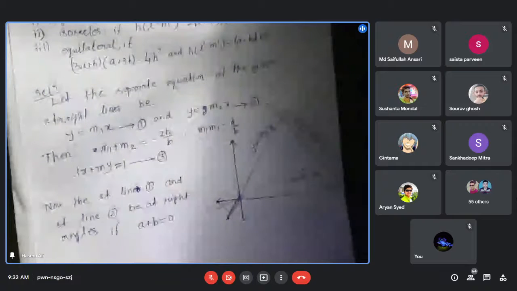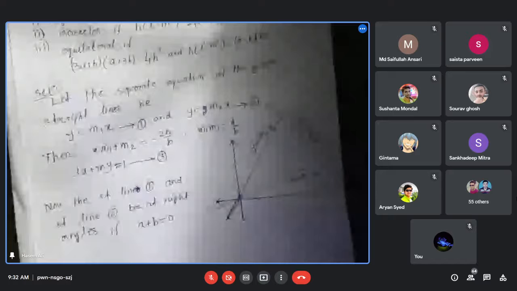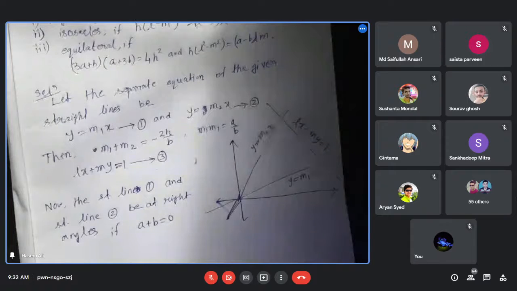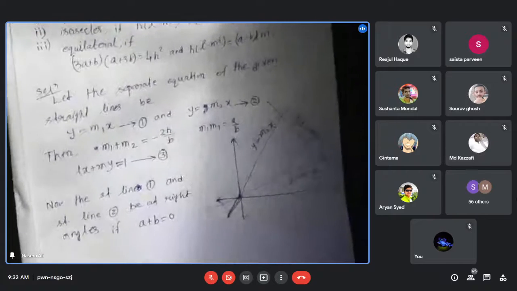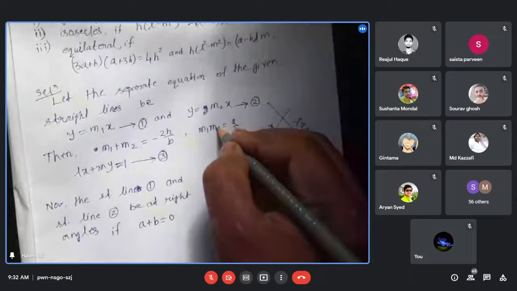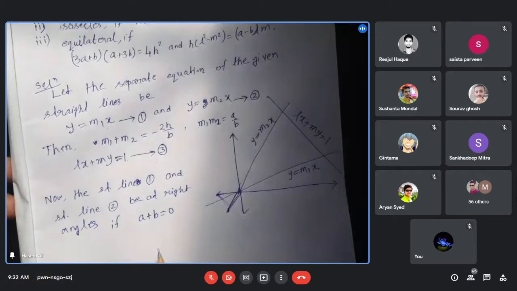And there is another case, if they are coincident. If they are coincident, then a equals to b, then h square equals to ab. And right angles if a plus b equals to 0. Of course, m1 m2 equals to -1, and using these two conditions, we have a plus b equals to 0.